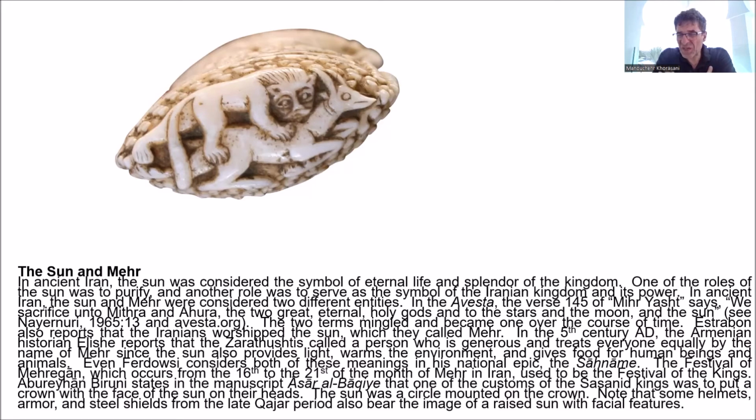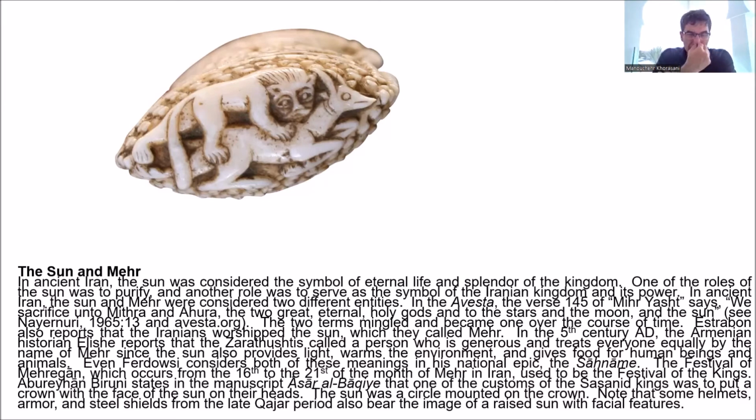In the 5th century, the Armenian historian Elisha reports that the Zarathustris called a person who is generous and treats everyone equally by the name of Mer, since the sun also provides light, warms the environment, and gives food for human beings and animals. Even Ferdowsi considers both of these meanings in his national epic, the Shahnameh. The festival of Mehregan, which occurs from the 16th to the 21st of the month of Mehr in Iran, used to be the festival of the kings.